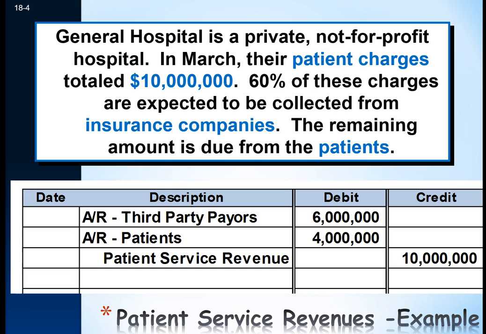$10 million. Now, as you know, we're not going to collect all this, so we're going to have to make certain adjustments. Some of them will affect the amount of revenue recorded, and some of them will increase our expenses associated with generating this revenue.